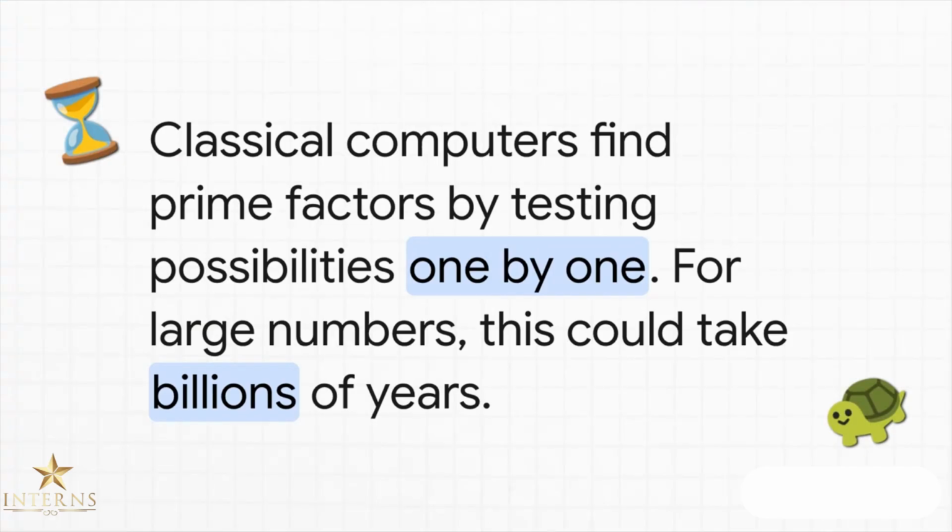So, how would a regular, classical computer try to crack this? Well, it would have to just guess. It would try every single possibility one by one. And for the huge numbers protecting our data, we're talking about a process that could take billions of years. Longer than the age of the universe, actually. That's how secure these locks are. Or, well, how secure we thought they were.